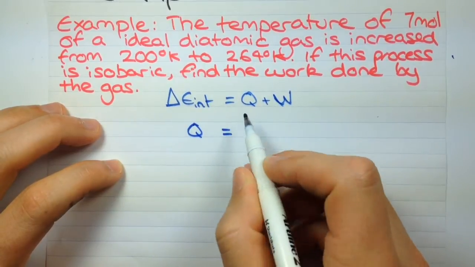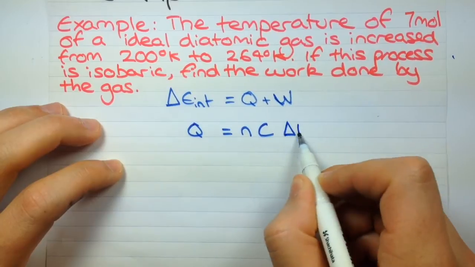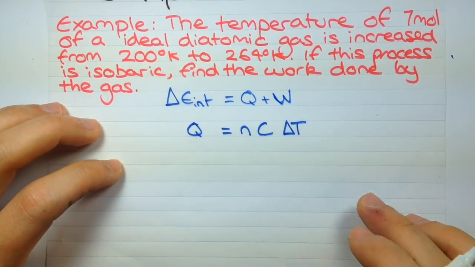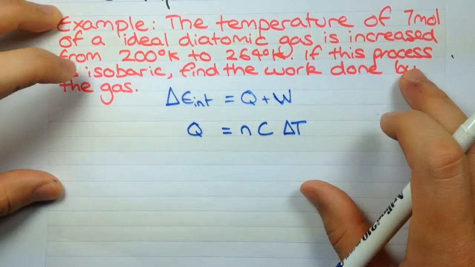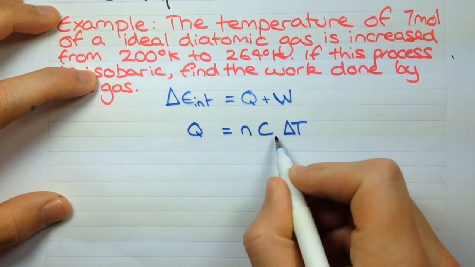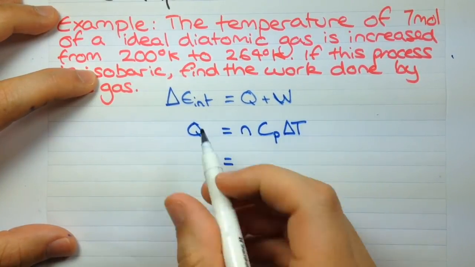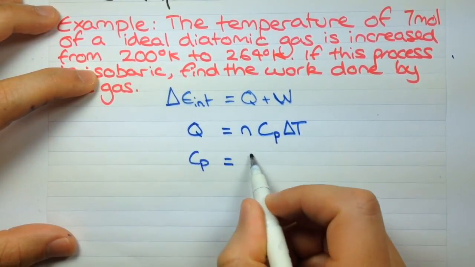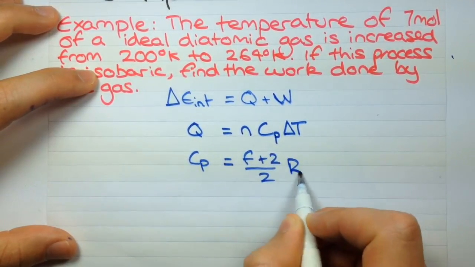And from that previous video, we discussed molar specific heats. Now which C do we use? Well, the process is isobaric, meaning constant pressure, so we use C_P. C_P, if you recall, was (f+2)/2 R.